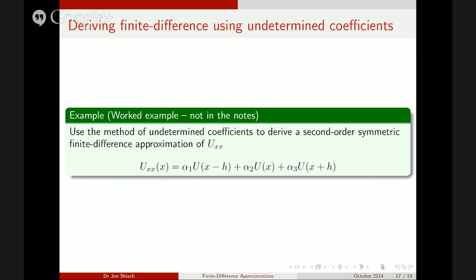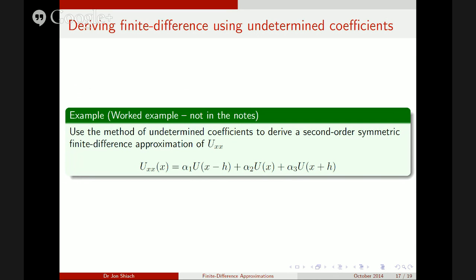From equation 2, minus alpha 1 plus alpha 3 is 0. So therefore, alpha 1 must be the same as alpha 3. So alpha 1 must also be 1 over h squared. So I've got alpha 1, I've got alpha 3. And in the first equation, all 3 of them added together equals 0. So from equation 1, it must mean that alpha 2 is minus 2 over h squared. So I've solved my undetermined coefficients. I know what those coefficients are.